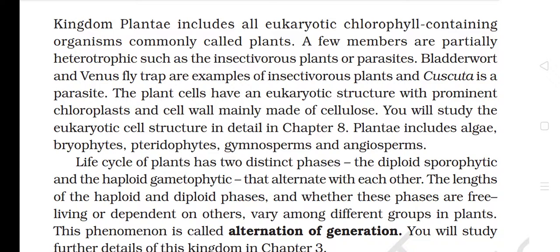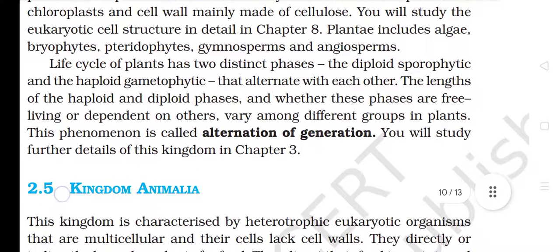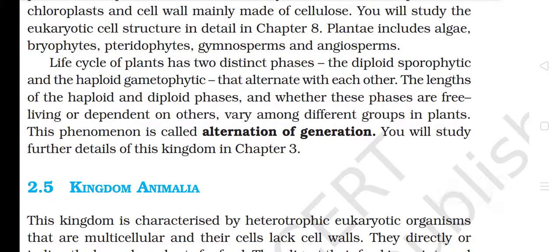Plantae includes algae, bryophytes, pteridophytes, gymnosperms, and angiosperms. Life cycle of plants have two distinct phases, the diploid sporophytic and the haploid gametophytic, that alternate with each other. The lengths of haploid and diploid phases and whether these phases are free living or dependent on others vary among different groups in plants. This phenomenon is called alternation of generation. You will study further details of this kingdom in Chapter 3.